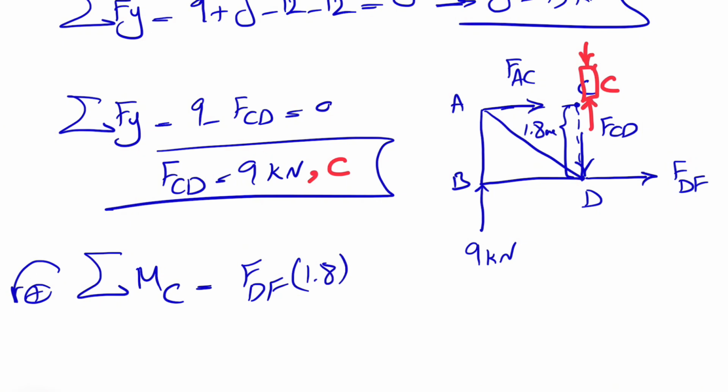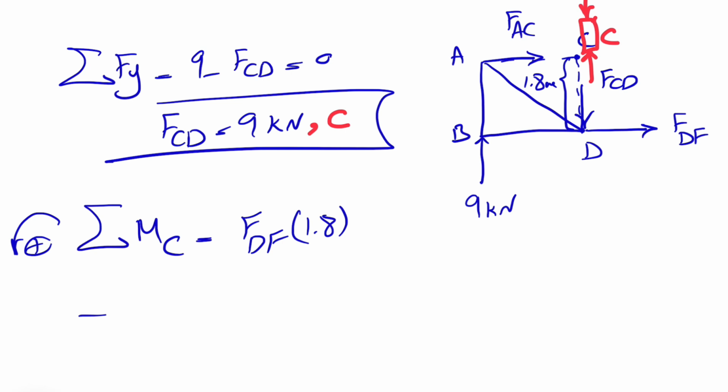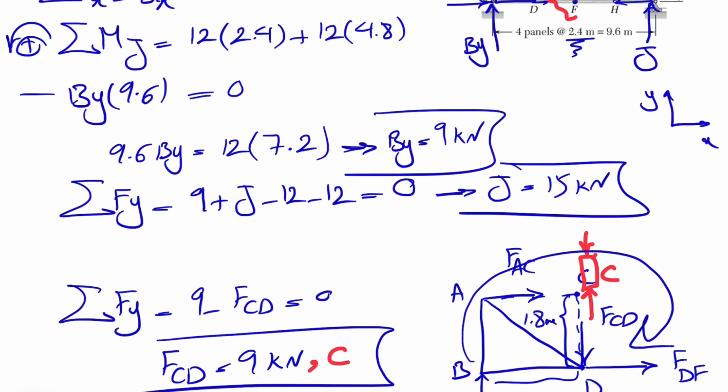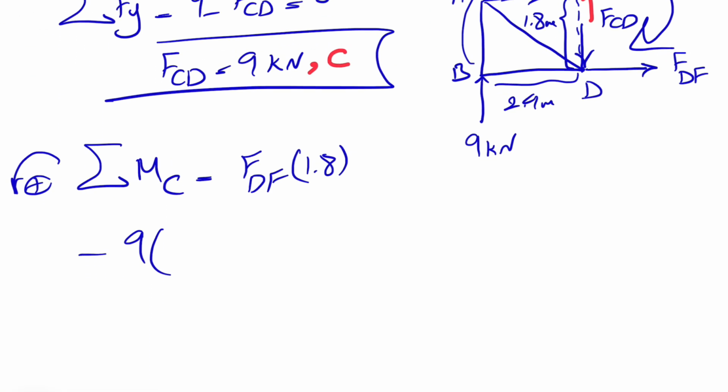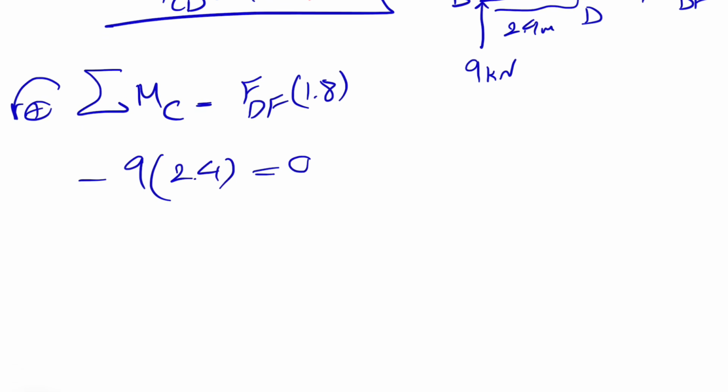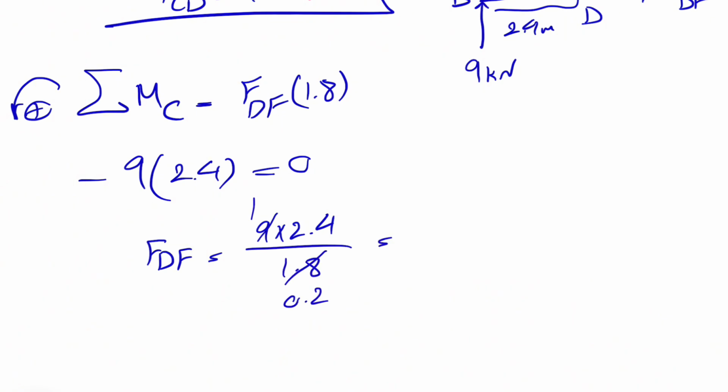So 1.8 minus the moment of the 9 kilonewtons, since it's going to make a clockwise moment. So 9 times, we have one of these panels that we know each of them is 2.4. So this distance is 2.4 meters. 9 times 2.4 is equal to 0. And basically our FDF in here would be 9 times 2.4 divided by 1.8. And this is going to be 12 kilonewton.